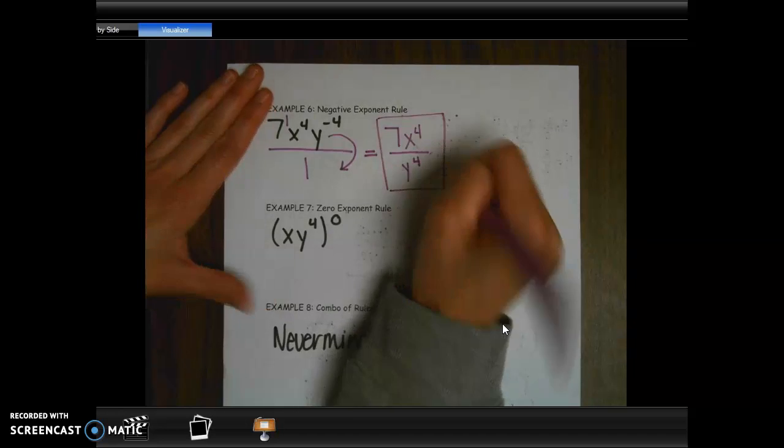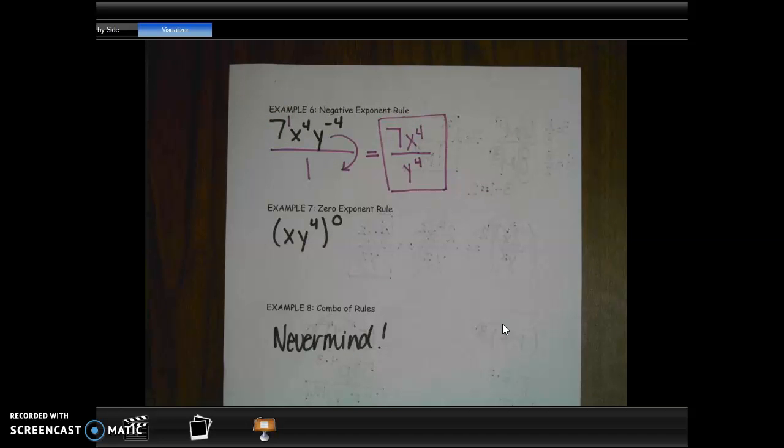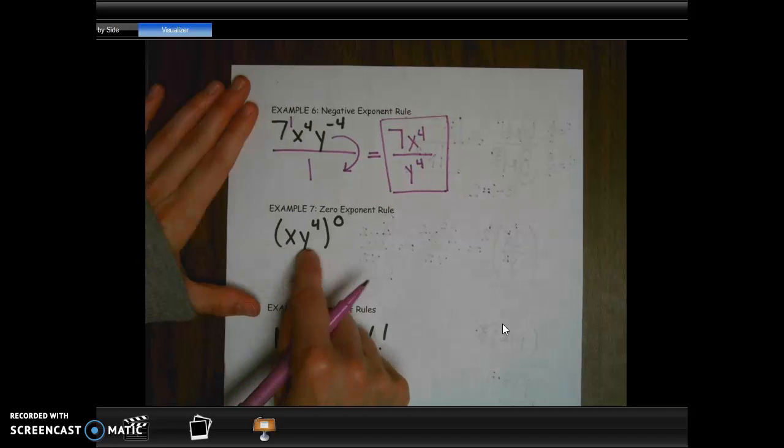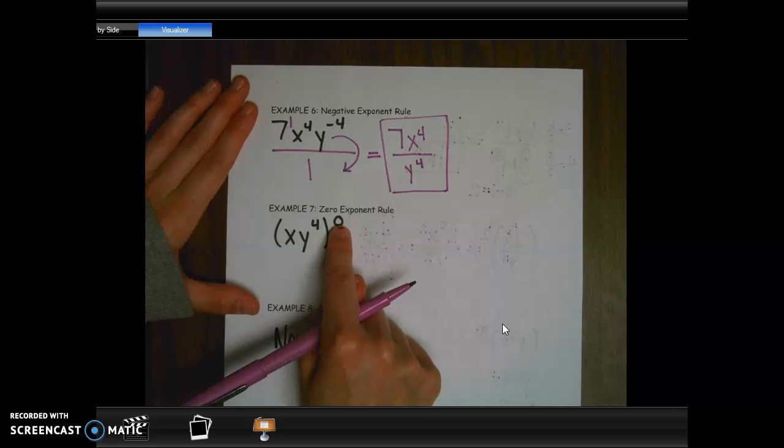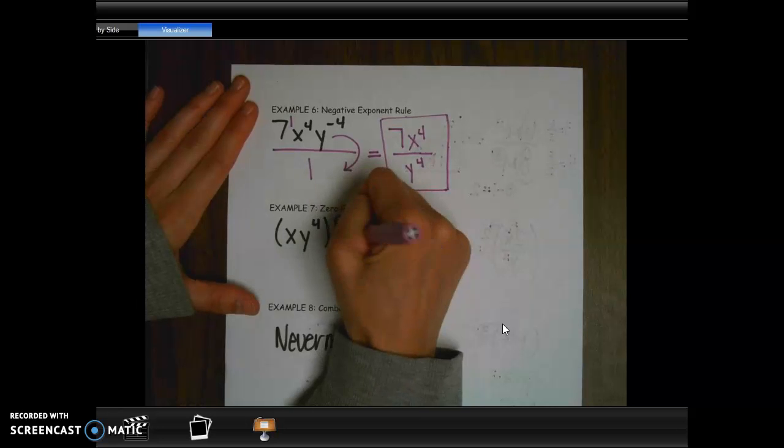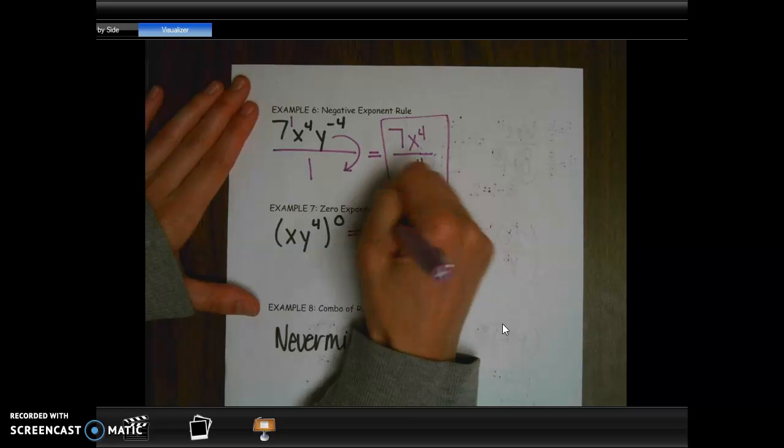One more example and then we are finished. This is the 0 exponent rule. Remember, anything raised to 0 is 1. So when we look at this, even though we have all this going on inside, because outside everything is raised to a 0 power, that means it equals 1.